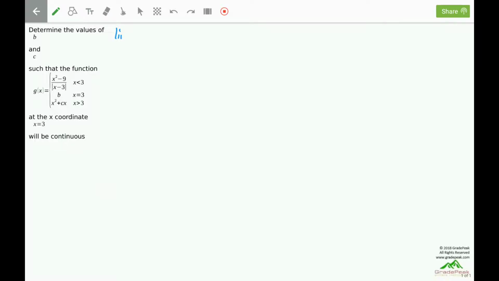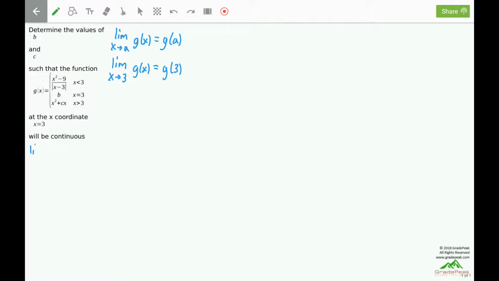The definition of continuity is the limit as x approaches a from both sides of g of x equals g of a. We are specifically looking at the x-coordinate of 3, so we have the limit as x approaches 3 from both sides of g of x equals g of 3.